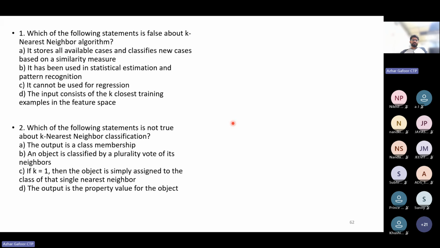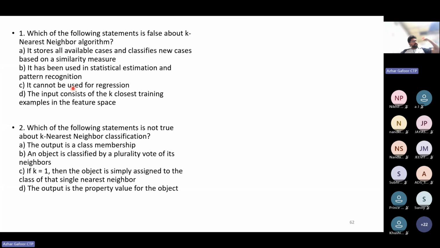Which of the following statements is false about the K nearest neighbor algorithm? Not in use for regression, yeah, that is the false statement, because it can be used for regression also. In regression also, the idea is the same.